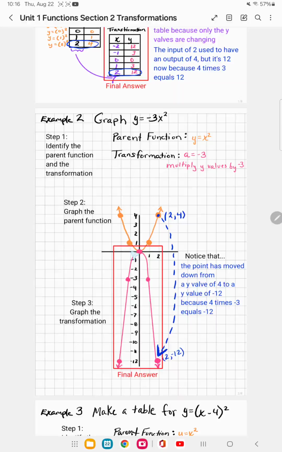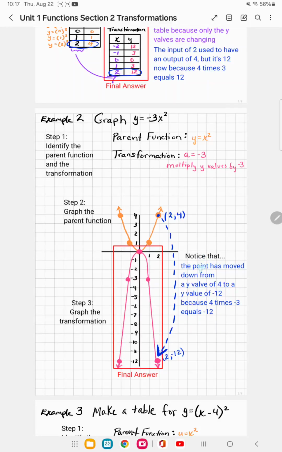And then negative 1 is going to give me negative 3 as well. From here, 2 in the parent function gives me 4, but 4 times negative 3 gives me negative 12. So 2 used to give me 4, and now it's going to give me negative 12. And the same thing for negative 2, it went from 4 to negative 12. So now we've moved all of our points. 0 times negative 3 is still 0, so my vertex doesn't move, but all the other points move down to what they multiply to.